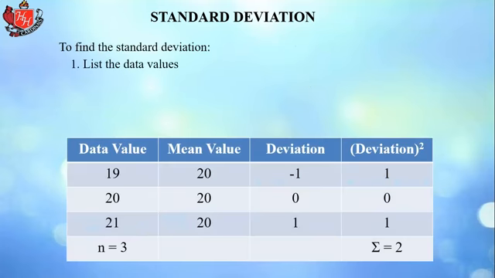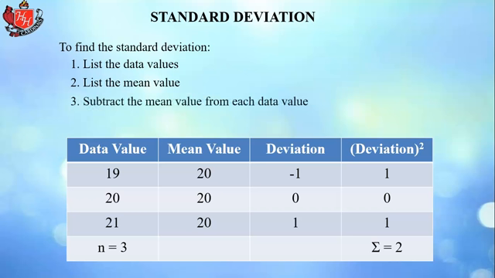So to find the standard deviation, you make a table like this. You don't have to draw a bunch of lines. Just go ahead and put them in 4 columns. List the data values. That's in the first column, so that's the numbers. So we're taking the standard deviation of set 1 from the previous slide. List the mean values. So the mean was 20. You put that on all of the lines. Then you subtract the mean value from each data value. So 19 minus 20 is -1. 20 minus 20 is 0. 21 minus 20 is 1. So that's called the deviation.